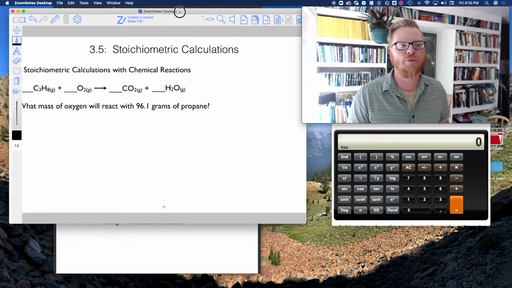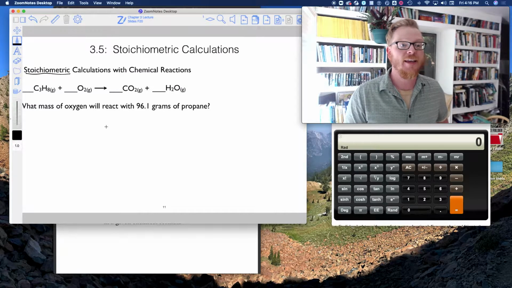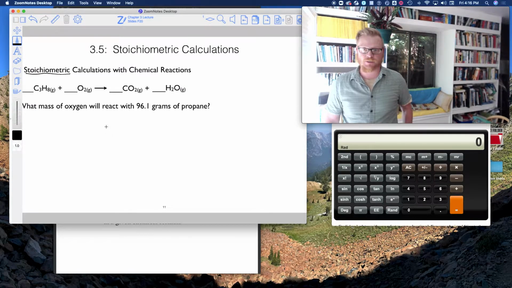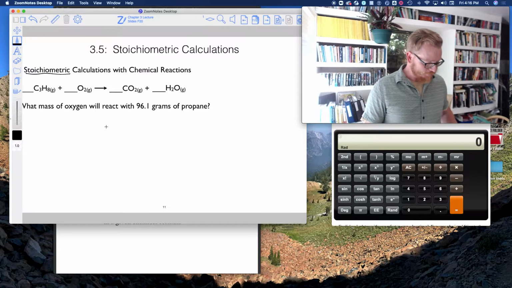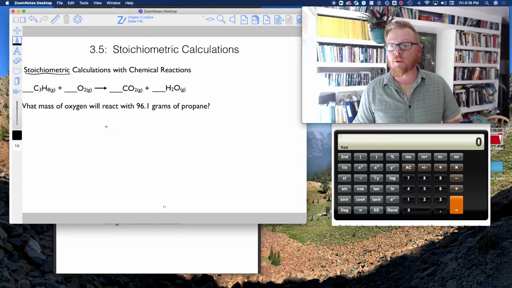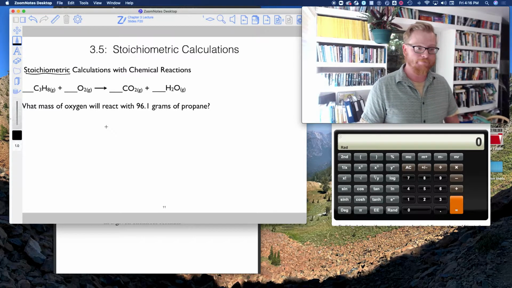So this is going to be our first little bit on doing what I'm going to call stoichiometry, or stoichiometric calculations in chemical reactions. This is going to be challenging. This is going to be hard, okay? So we're going to take it one problem, one reaction at a time, okay?